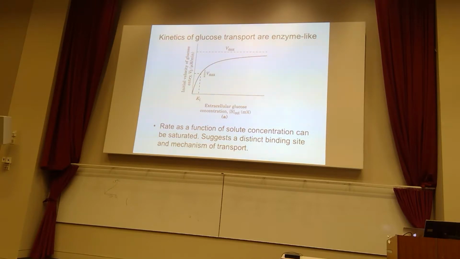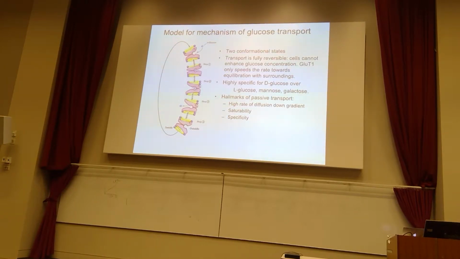Right. Because enzymes can have their active sites completely saturated, they're completely bound up with substrate. The enzyme can't go any faster. It's kind of got to wait for the catalytic event to happen and release product. And this is the same kind of phenomenon. As we increase glucose concentration, we hit a maximum velocity. We've occluded all the binding sites. And this suggests there is a distinct binding site and a particular mechanism of transport for this protein.